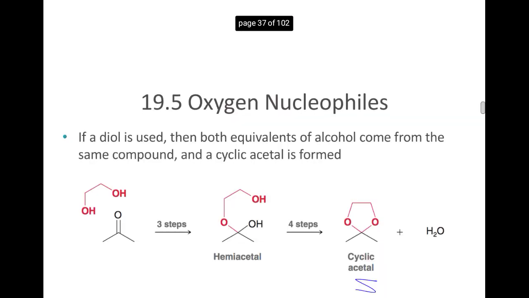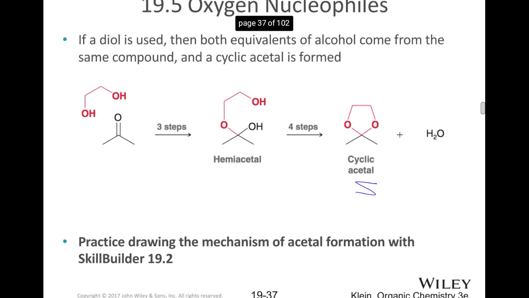Anyhow, also, if you use a diol like ethylene glycol that's shown here in red, we get a cyclic acetal. You can see it proceeds through the hemiacetal, and then you do another 4 steps to get the cyclic acetal. Cyclic acetals can actually be used as a type of protecting group, and I'll do more on that later. But I would recommend practicing mechanism 19.5 and being confident in being able to draw that mechanism.